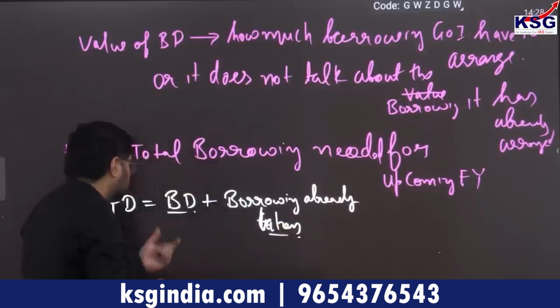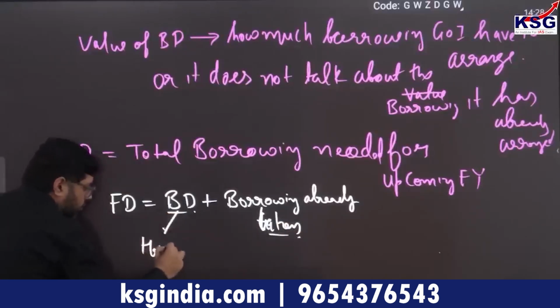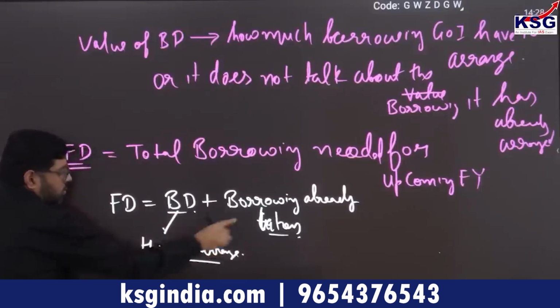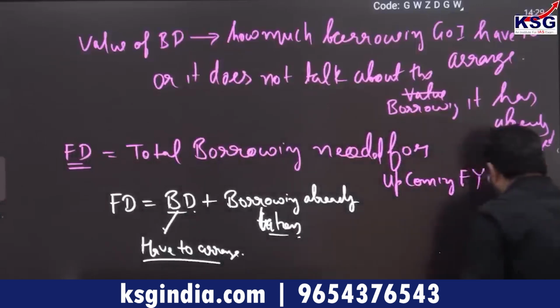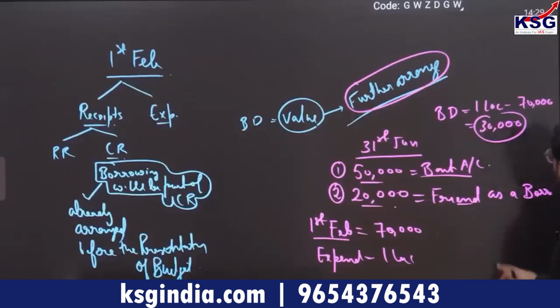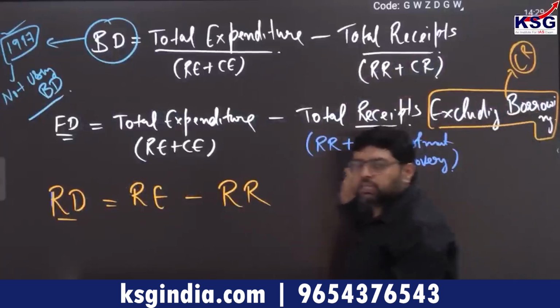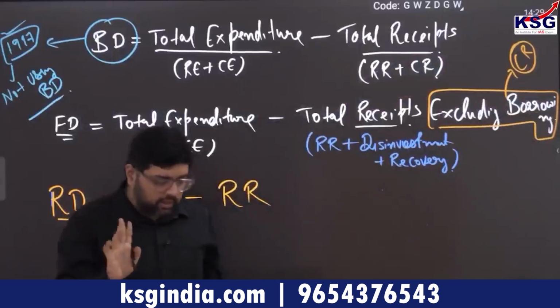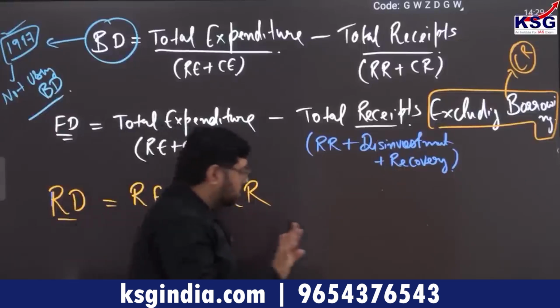Okay, so this is the borrowing that you have to arrange, plus this is what you have already taken. So if you see in this formula, we are excluding that borrowing which we have already arranged. So that is why we are excluding borrowing. Clear? Okay, so this is the difference that you have to understand.